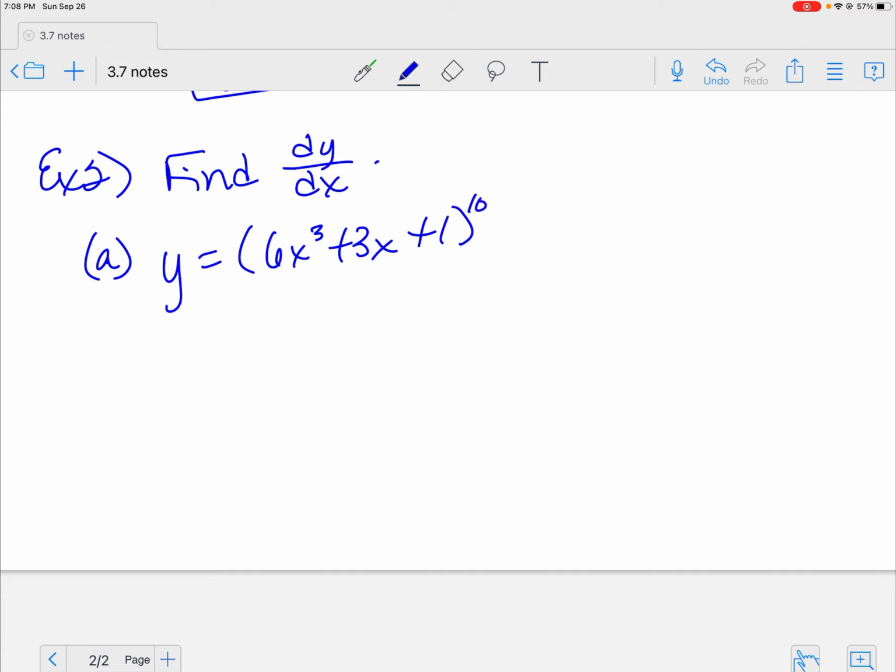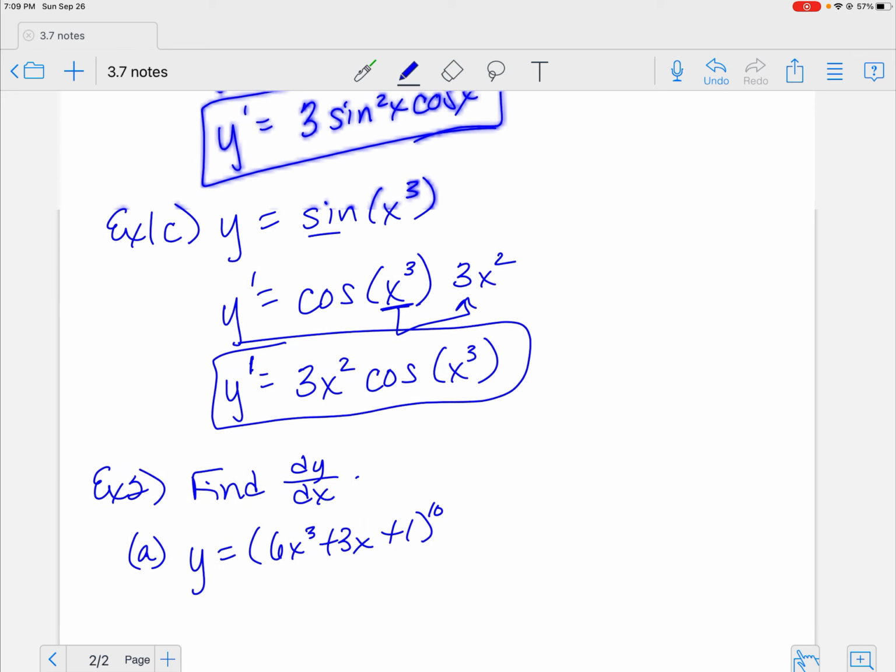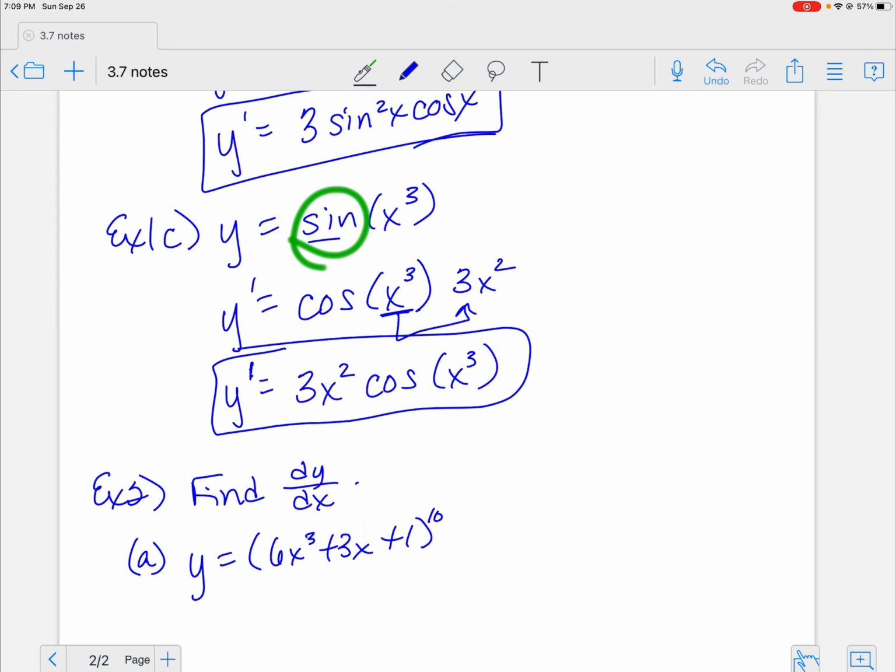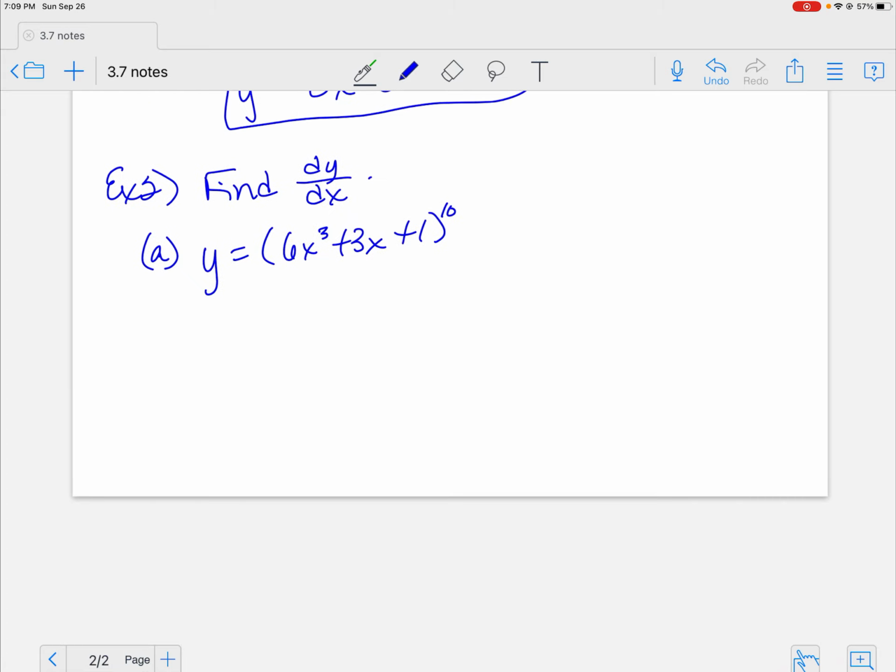All right, outside, inside. What's my outside function? Good, that exponent, right? That's an identifying characteristic when I'm looking for outside, inside. Up here, we can see that our trig can be our outside function. That's why we call them outside and inside functions. Here, my exponent is my outside. That's legit. All right, so let's do this thing.